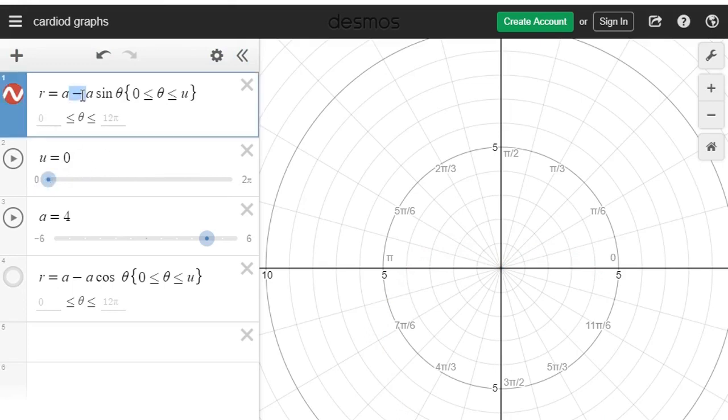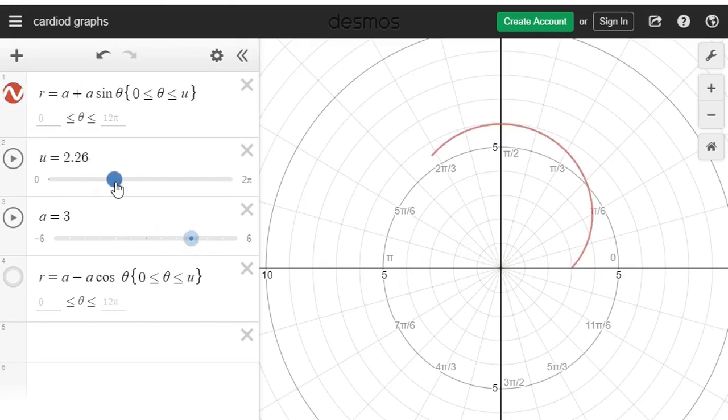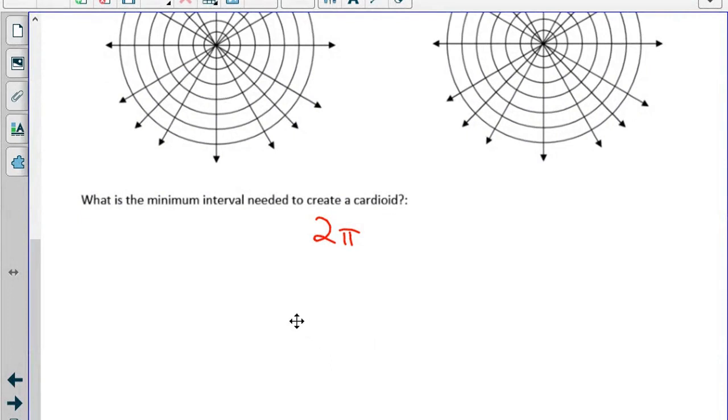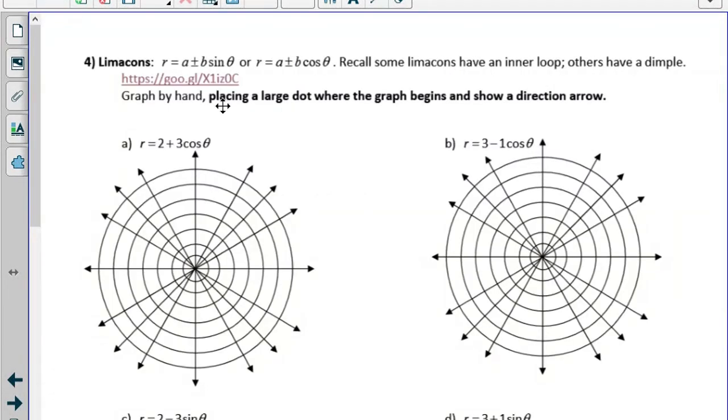If I change this to a plus sign and make it 3 plus 3 sine theta, like part D, it's going to start at 3. It's going to get bigger, maximizing at 6 at pi over 2. Then it goes back to 3. We'll go to 0 at 3 pi over 2, and then returns to 3 at 2 pi. Minimum interval needed to create a cardioid, 2 pi.